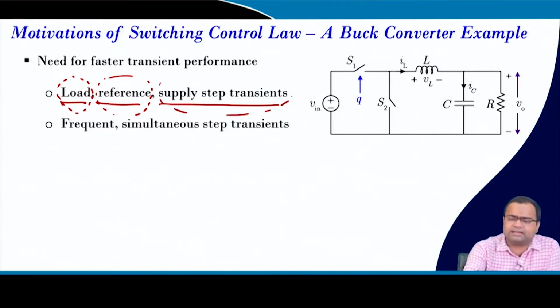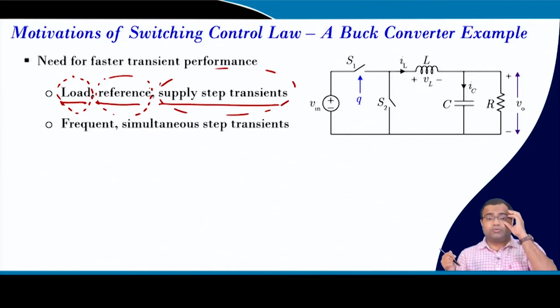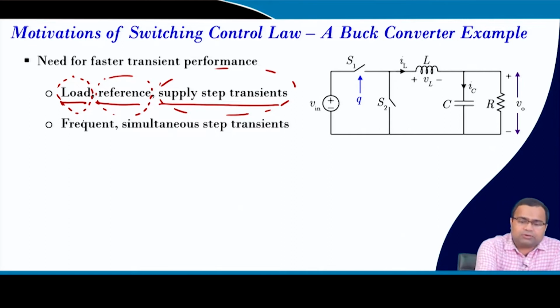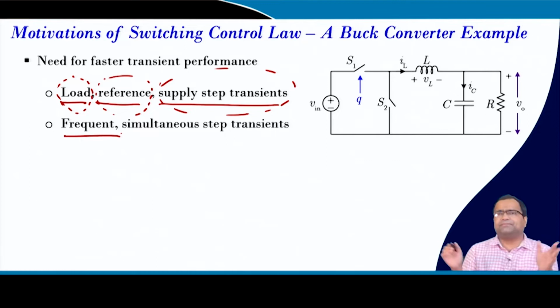And the supply transient is also very important, because we need to reject the disturbance in the supply, so that the output voltage is not affected by the change in input voltage. That is one of the objectives. Now, the load transient and reference transient, particularly load transient, can happen very frequently.